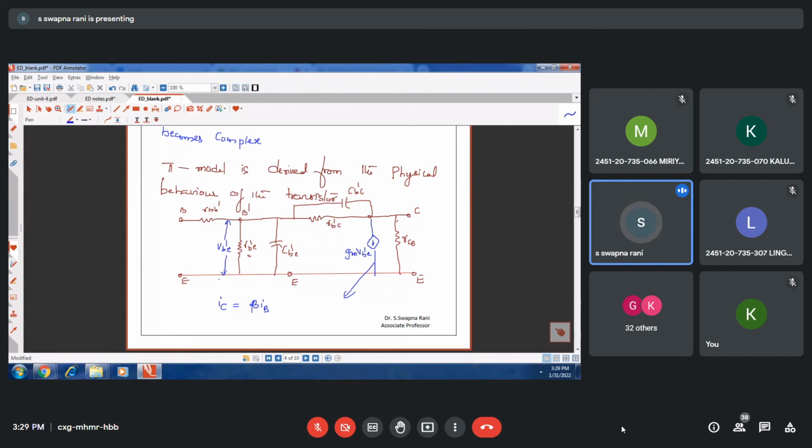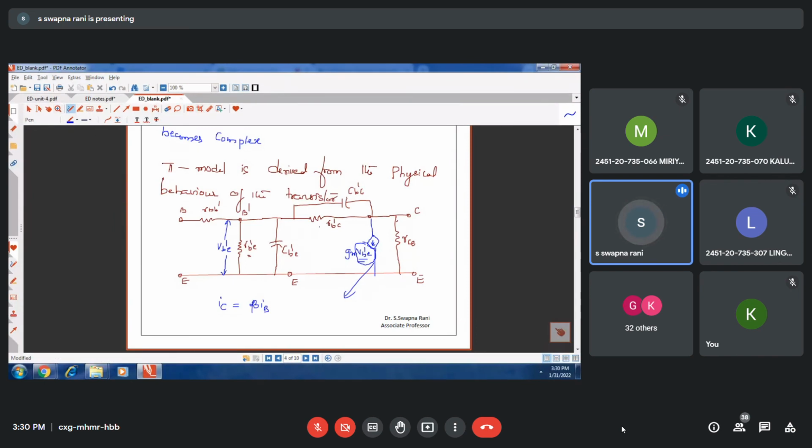The base emitter junction is forward biased, so the base emitter voltage is the input voltage. So for a small change in the input voltage, there will be a large change in the input current, and subsequently a large change in the output current. That fact is included here by adding a dependent current source, to denote that the variation in the output current depends on the small variation in the base emitter voltage. So this is the hybrid pi model.